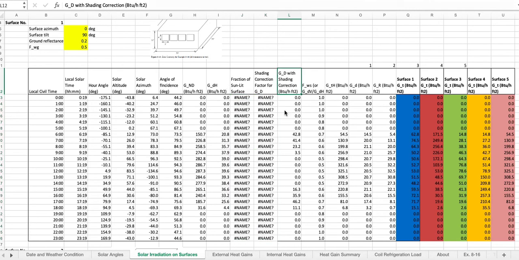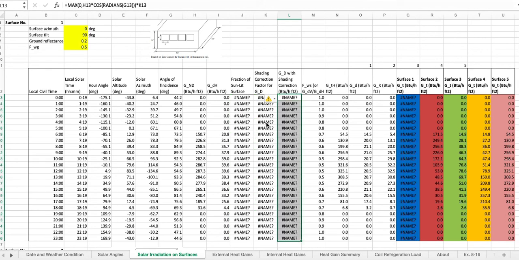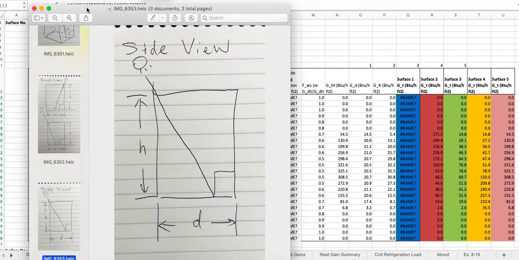Once you have that, you correct the direct solar irradiation onto this surface by multiplying the G_D, the capital D, by the correction factor. So you multiply the G sub D, that is for the no shading scenario, by the shading correction factor. Okay. And of course, it's all showing a name error because the function has not been defined. So let me explain how you figure that out. I'll give you some hints as to how to get that function.